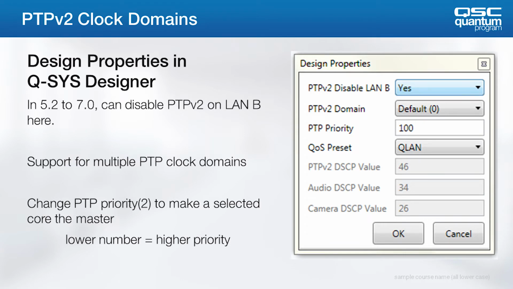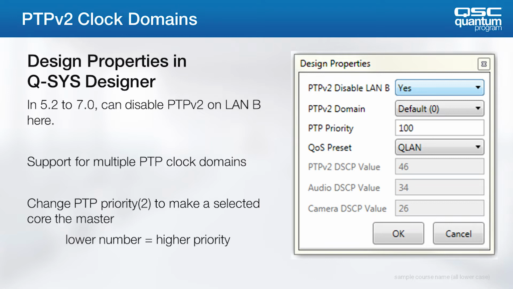If running Q-SYS versions 5.2 through 7.0, this can be done in the Design Properties menu under File in the Q-SYS design. You simply set the parameter to Yes in the design and choose Save to Core and Run. Another approach would be to put each core on its own clock domain by changing the PTP v2 domain parameter here. However, this still carries some risk. A new room could be brought online and placed on the same domain, creating the same problem all over again.